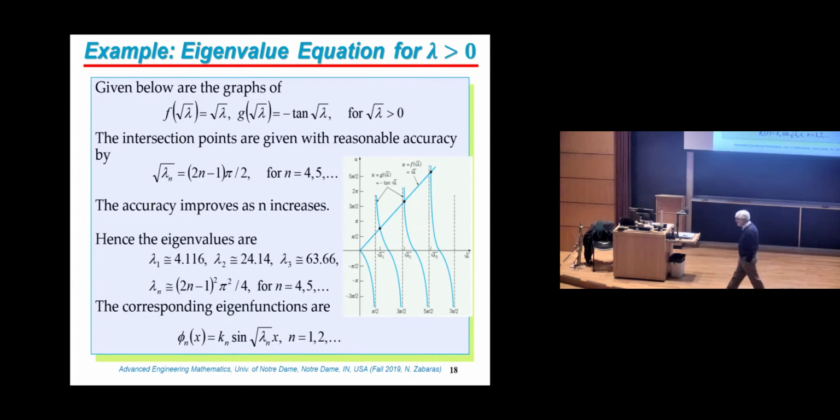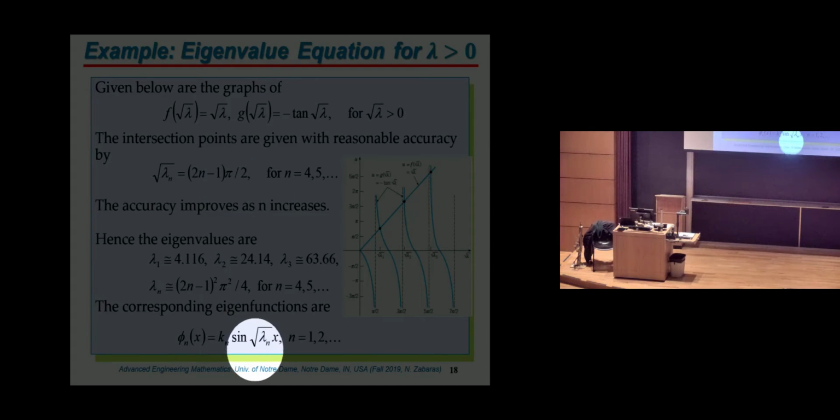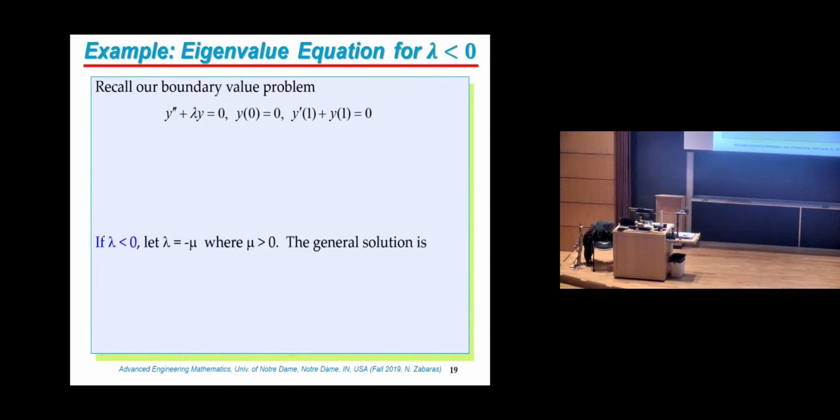And on the bottom, you see the eigenfunctions now. You remember our original problem was y double prime plus lambda y equal to 0. So obviously, the eigenfunctions are sines of square root of lambda x. So the eigenfunctions are sine of square root of lambda n x. So we have an infinite number of those.